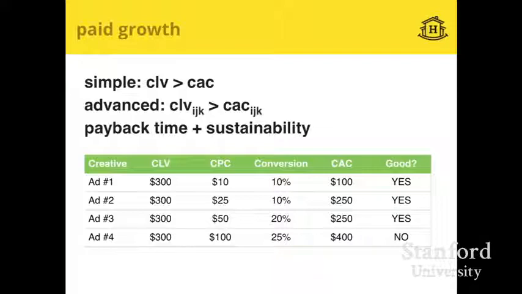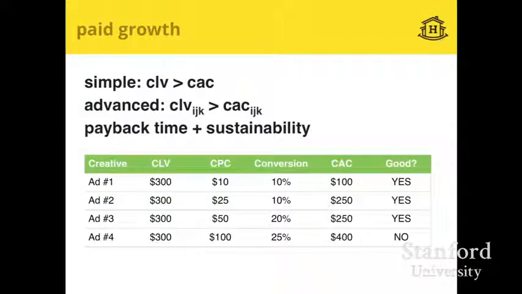So an example is, the slide here has an example. Say you run a bunch of ads, these are 4 ads, over 12 months, the customer is worth $300 to you. Each one of these ads, when you click on it, the CPC costs different amounts of money. And then when they click on the ad, they have to come to your site and sign up or buy something.